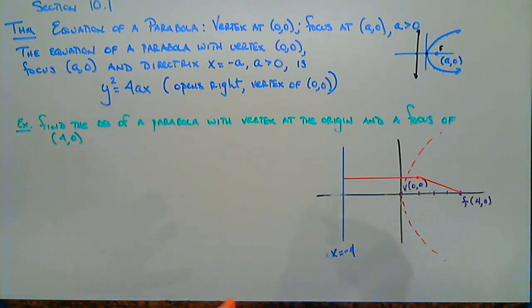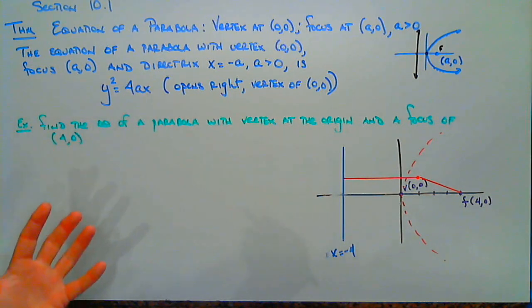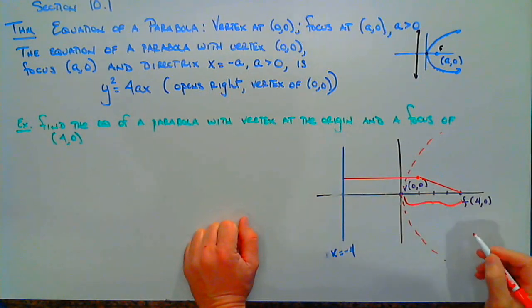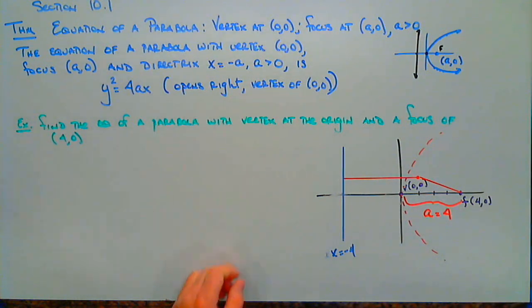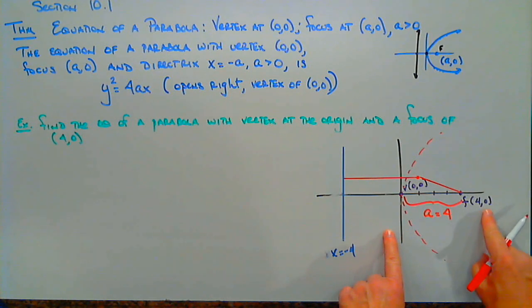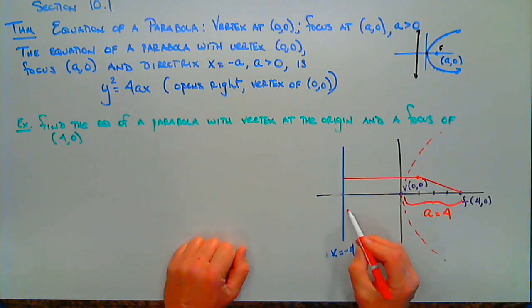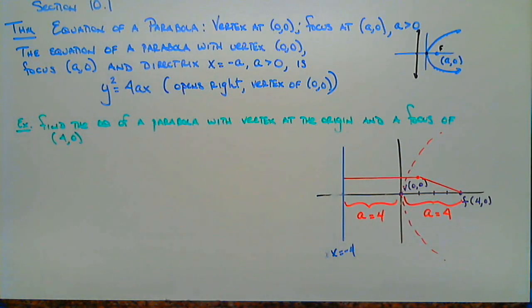So all we have to do is know a. If I know a, I'm done. And I do know a. a is the distance from my focus to the vertex. In our problem, a equals 4, because the focus is at (4, 0), the vertex is at (0, 0), and that distance is 4. a is also the distance between the directrix and the vertex. So a equals 4.